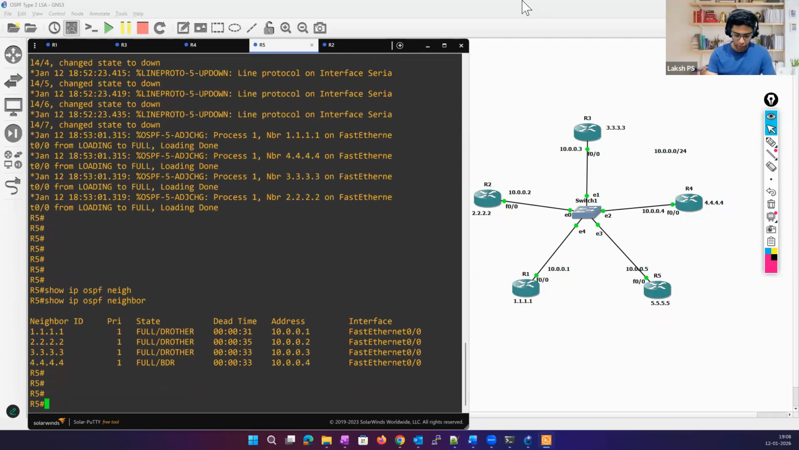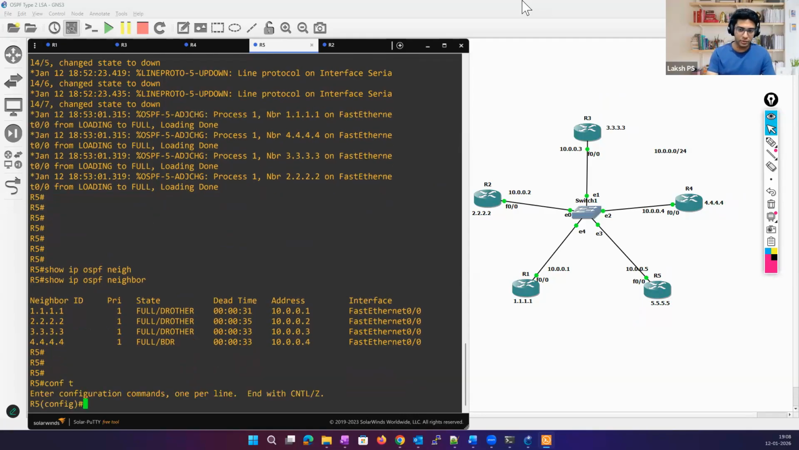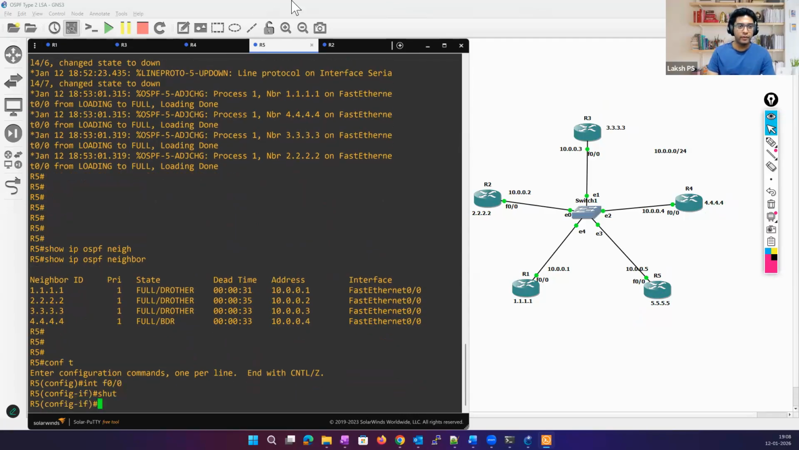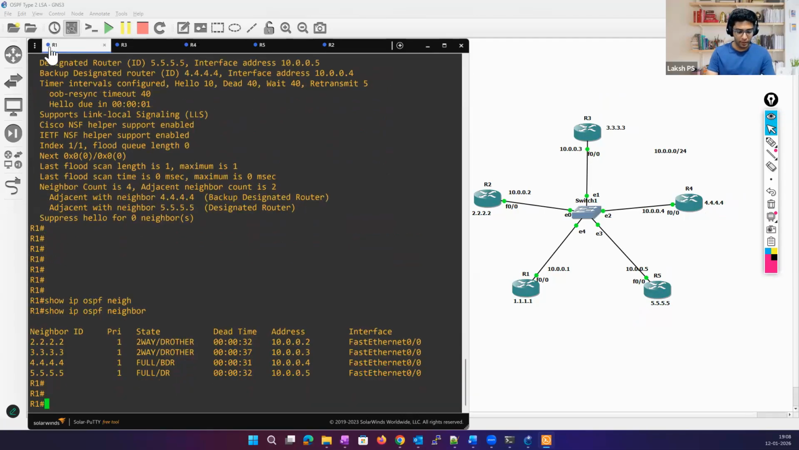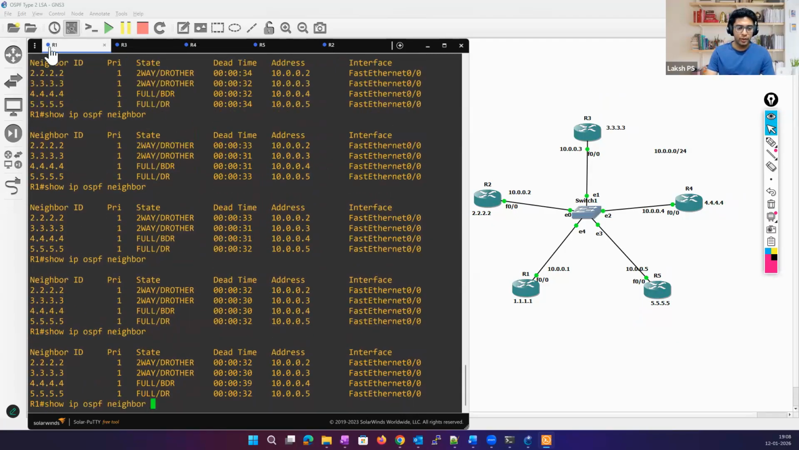Okay. So configuration terminal, I will shut down the interface FastEthernet 0/0. Interface FastEthernet 0/0 shutdown, and we will wait on R1. Okay. So show ip ospf neighbor. It will wait for 40 seconds. And what is that 40 seconds? 40 seconds is the dead timer.